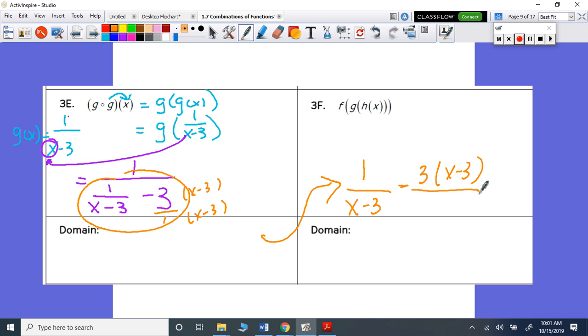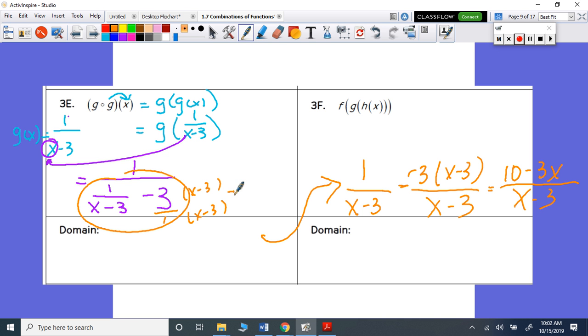minus, to get that common denominator, I need to multiply top and bottom by X minus 3. This is the ugly algebra part of this. This is not the compositions. So the numerator becomes 1 minus 3x plus 9, or 10 minus 3x when I distribute and combine, and then the denominator I just recopied.